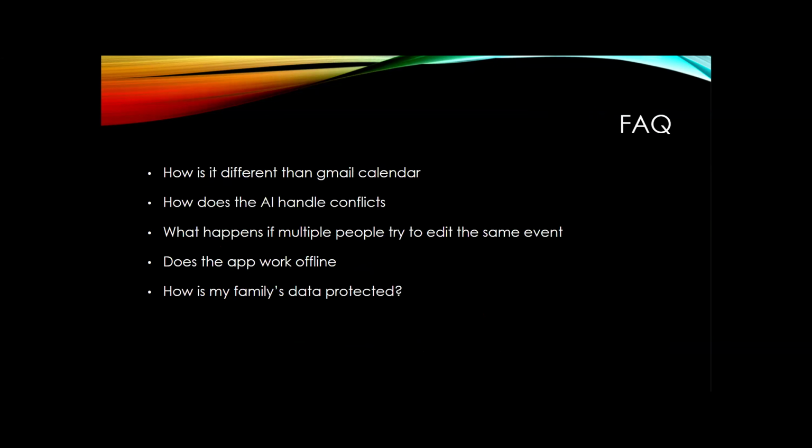So next slide, please. As we develop this initial version and start thinking through what comes next, a few common questions may come up. Things like how is this different from Google Calendar? What does the AI actually do when there's a scheduling conflict? What happens if multiple people try to edit the same event? Does the app work offline? How is my family data protected? Some of these we already have answers for, and others may take more time to address. We welcome any questions. Your input will help us consider more scenarios and guide future improvements.